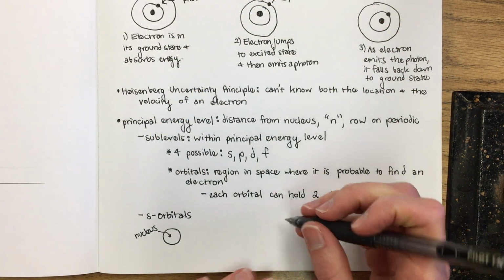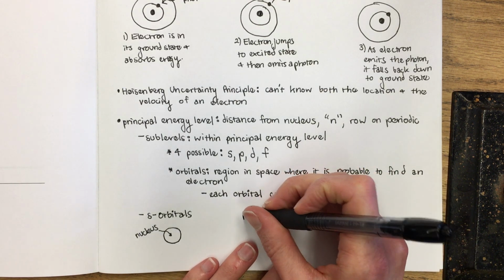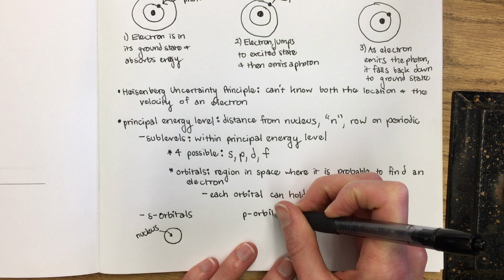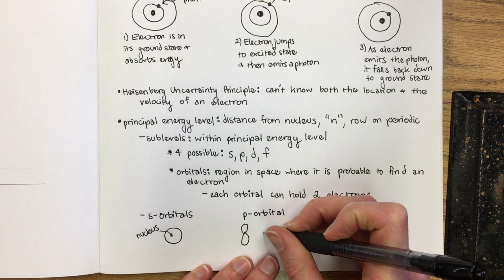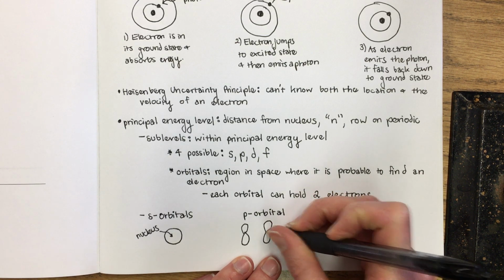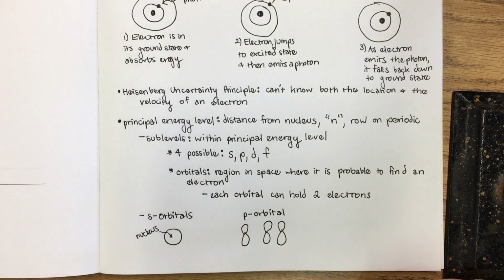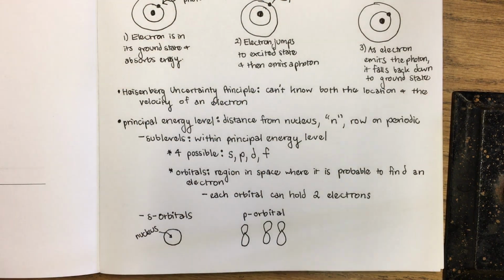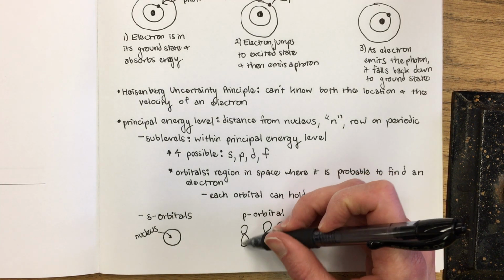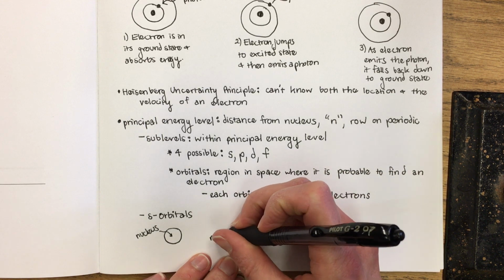Okay. The P sublevel has more than 1 P orbital in it. So we have actually 3 P orbitals. And this is, if I like took 2 balloons and kind of like connected them together like this, that's like a P orbital, except imagine that they're the same size. Okay, that would be what a P orbital would look like. And so the electron can be anywhere up here or anywhere down here, and then the nucleus would be right here in the middle.